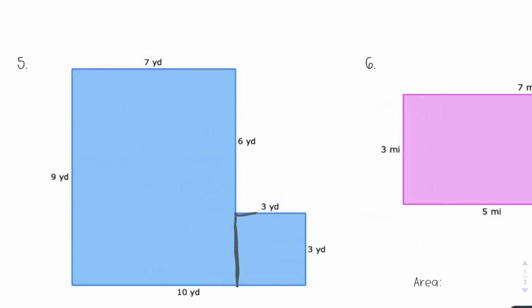So I'm going to go ahead and start by cutting this irregular shape into shapes that I'm familiar with, like squares and rectangles. So you may have cut your shape differently. Just as long as we get the same area, that's fine. I chose to cut off this little square at the end. So I have 3 times 3 is 9. That's the area of that little square right there.